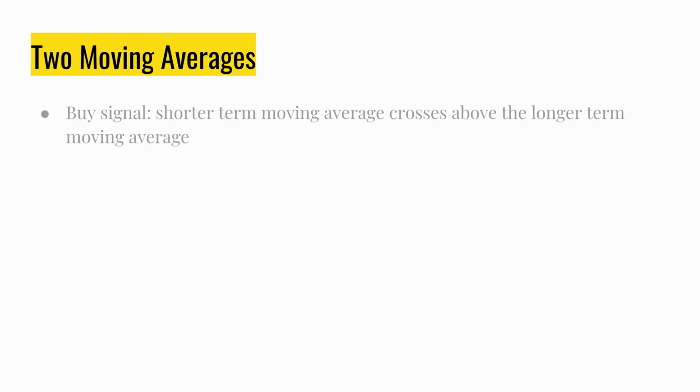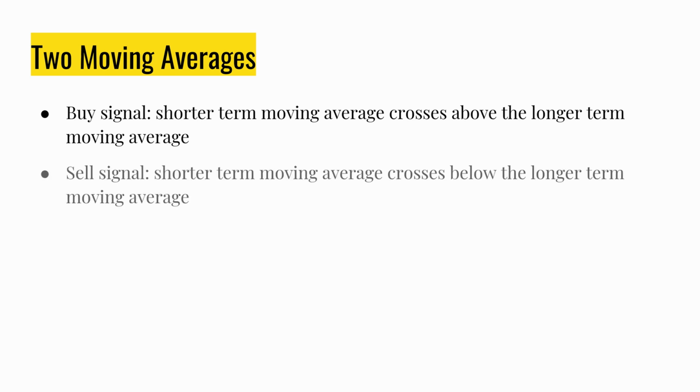When using two moving averages, usually one short-term moving average and one long-term moving average is used. The buy signal will be when the shorter-term moving average crosses above the longer-term moving average. The sell signal will be when the shorter-term moving average crosses below the longer-term moving average.